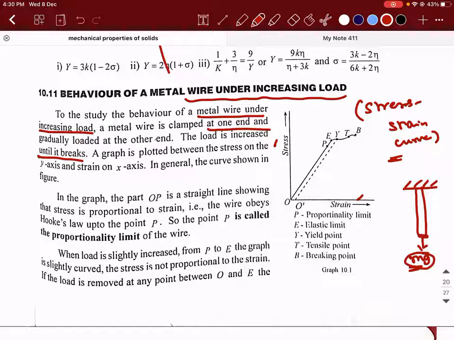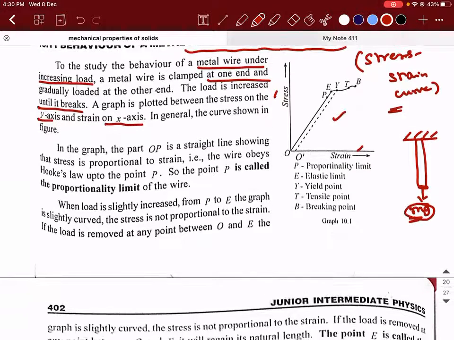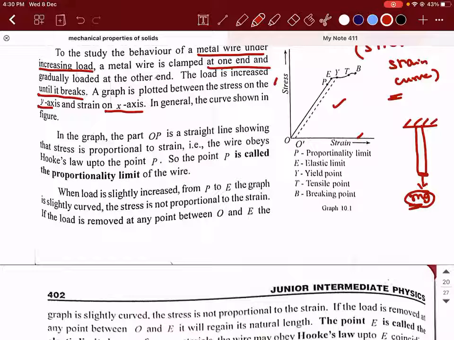So during this process, there were certain things that were observed and the graph was plotted. A graph is plotted between the stress on the y-axis and the strain on the x-axis. In general, the curve shown in the figure is also called the stress strain curve. Now listen to this carefully. How is stress and strain related within the elastic limit? Directly proportional. Yes. So can I say stress is equal to E times strain? So E will be equal to stress divided by strain.